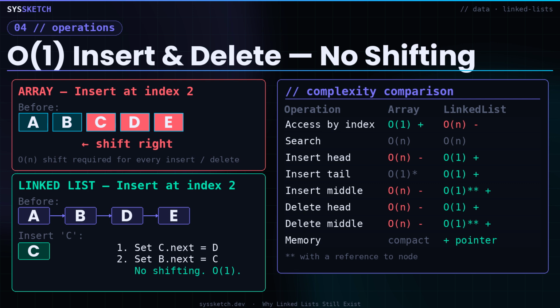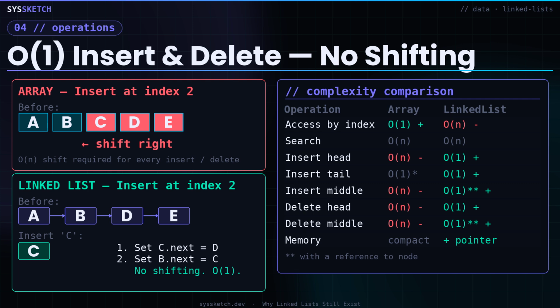Deletion is equally elegant. Update the predecessor's next pointer to skip over the target node, and it is logically removed from the list. This is the central trade-off made concrete. Arrays are fast to read by index and slow to mutate in the middle. Linked lists are slow to read by index and fast to mutate anywhere you already hold a reference.